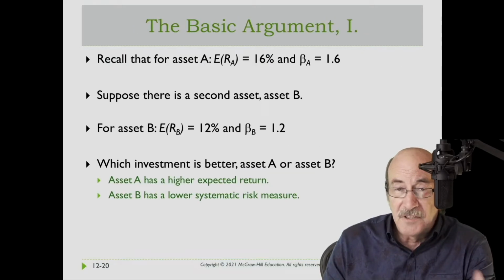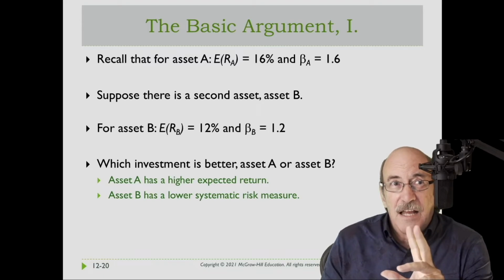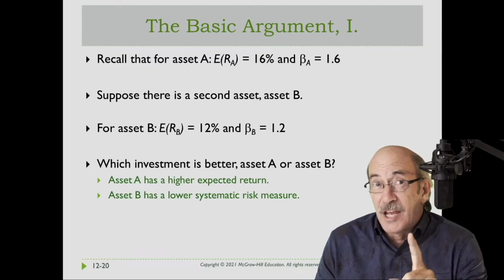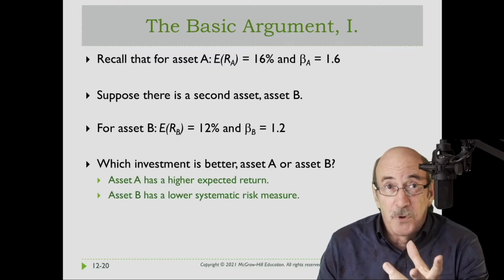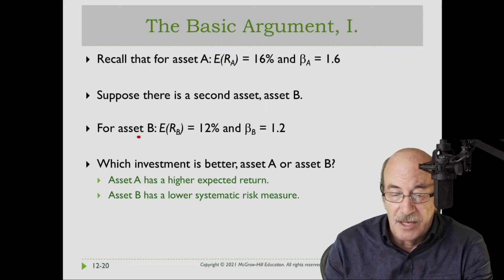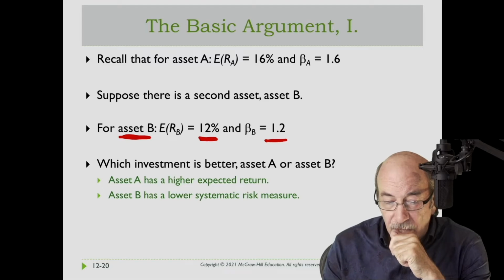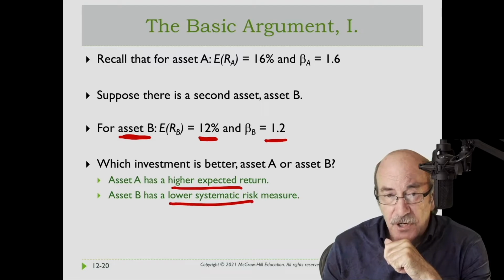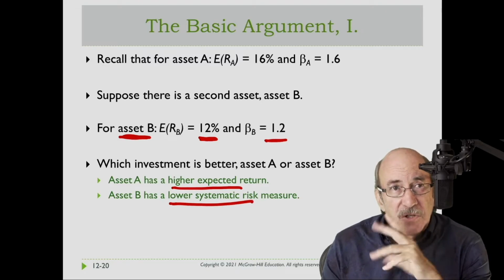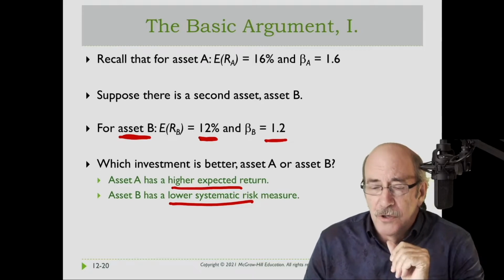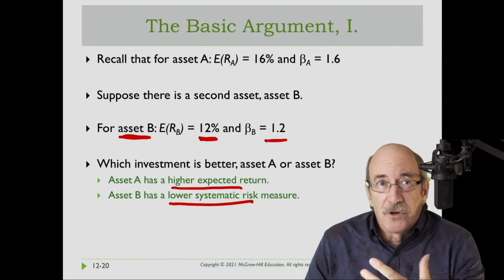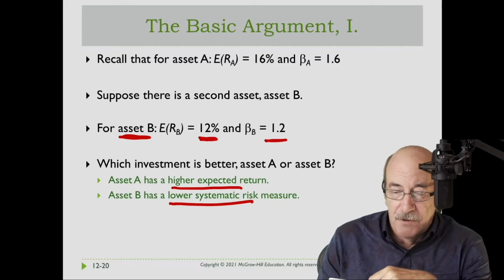Now, let's add a second asset. In fact, let's not add first. Let's look at that second asset by itself first, and then we'll put the two together. So we've got a second asset, asset B, and it has an expected return of 12% and a beta of 1.2. A has a higher expected return. B has a lower systematic risk. So at the moment, it's not entirely clear that one dominates the other. But let's plot this thing out and see what we get.